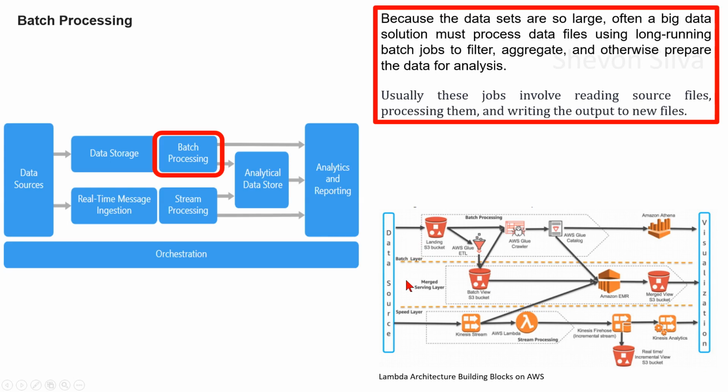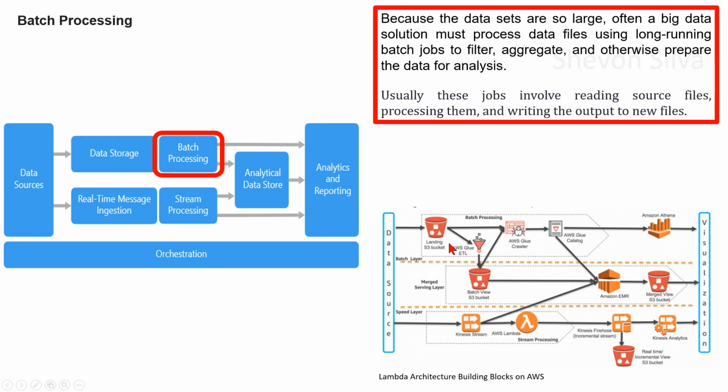Here you can see 3 layers: batch layer, merge serving layer, speed layer. Data source is connected to the landing S3 bucket. It will connect to batch processing, to the AWS Glue crawler. It is connected to the AWS Glue catalog. It is connected to Amazon Athena. It is connected to visualization. AWS Glue catalog is also connected to Amazon EMR. Then it is connected to the merge view S3 bucket. It is connected to visualization.